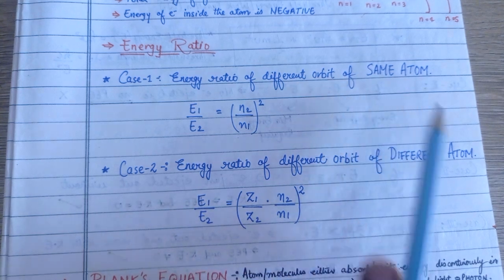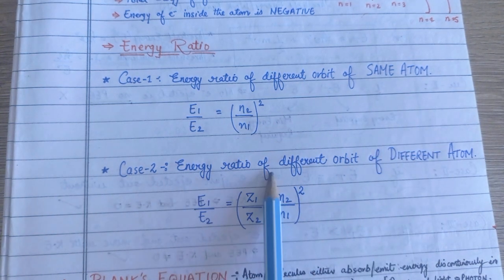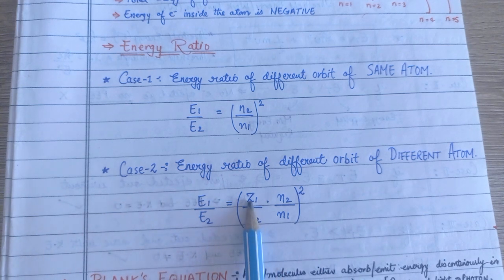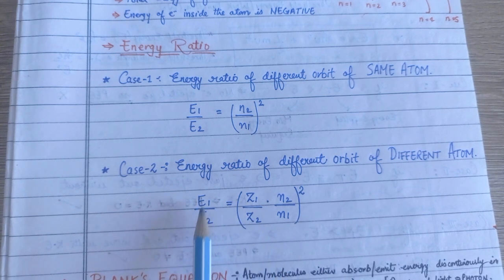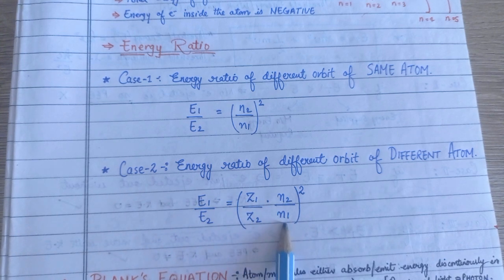Remember, that is for the same atom. For the energy ratio of different orbits of different atoms, you have to put in the atomic number of each atom. E1 upon E2 is equal to Z1 upon Z2, whole square, times n2 upon n1, whole square. This formula is also very important.